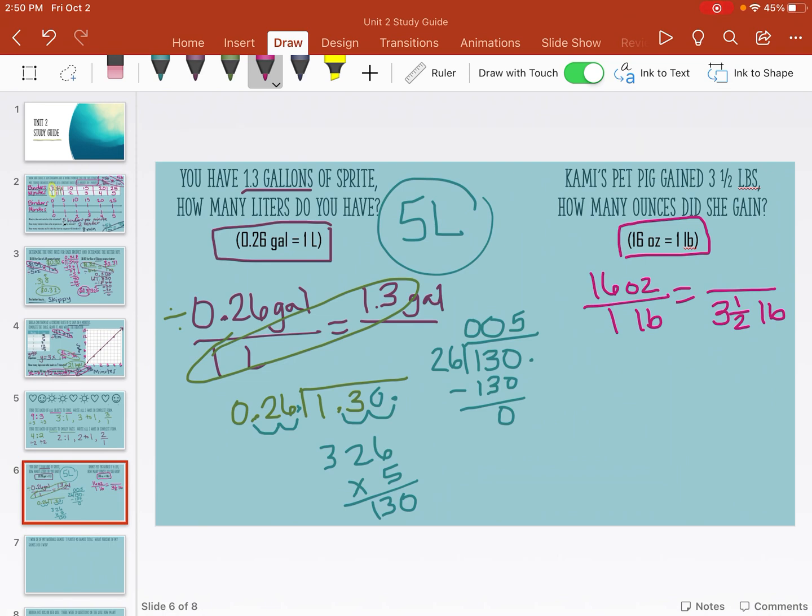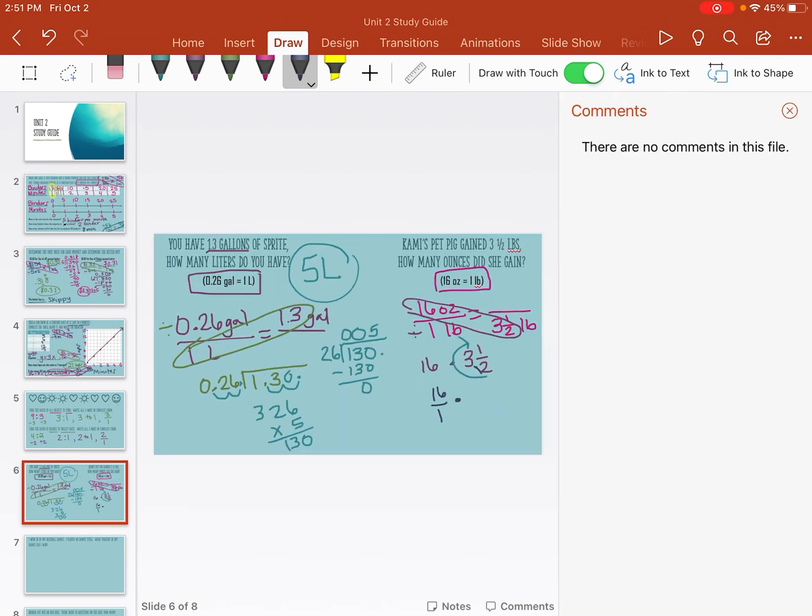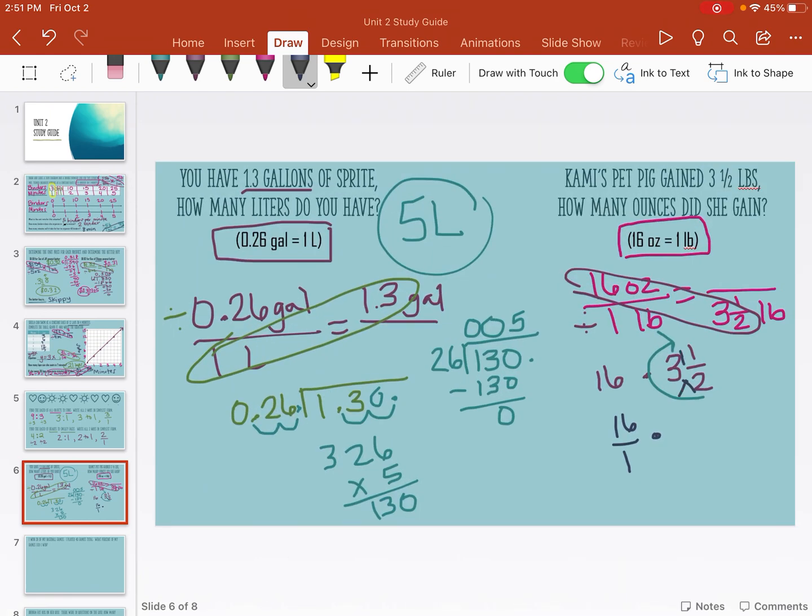You are welcome to change that to a decimal if you'd like, or you can leave it as a fraction. So it's either 3.5 or 7 halves, either way works. And then we are going to cross multiply and divide. So 16 times 3.5. Remember, we want to do our cartwheel here. So I'm going to have 16 over 1 times 2 times 3 is 6. 6 plus 1 is 7, so I have 7 halves. I would cross simplify right here.